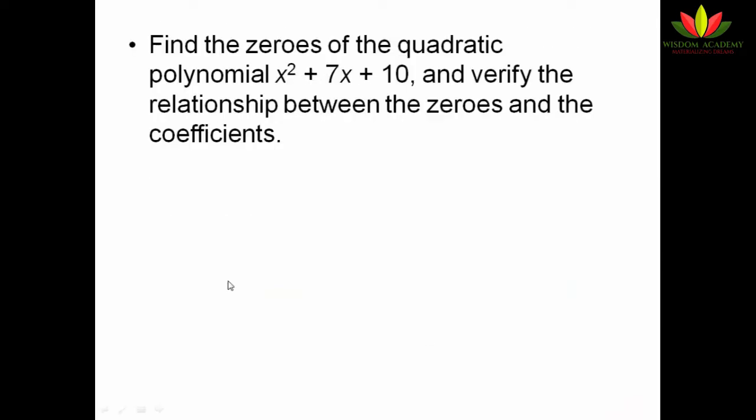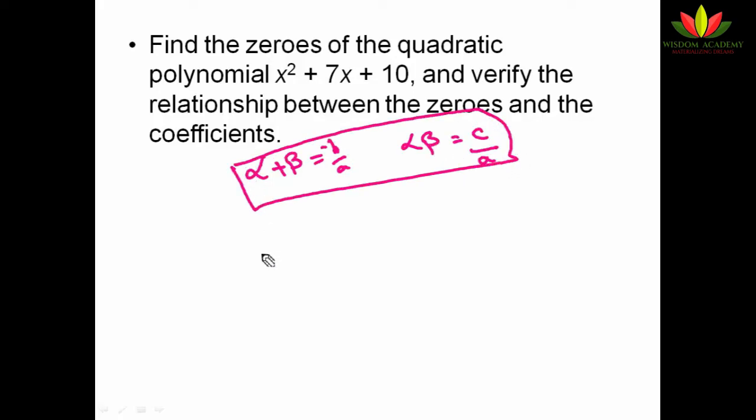So from this we can have a sum like this. Here what they said is find the zeros of the quadratic polynomial and verify the relationship between the zeros and coefficients. I know alpha plus beta is equal to minus b by a, and alpha beta is equal to c by a. So these two formulas they asked to verify manually.